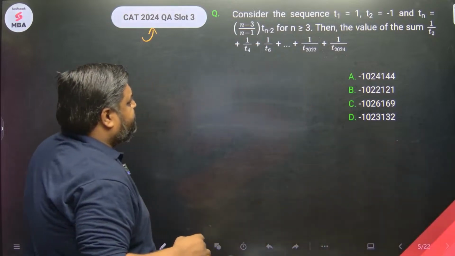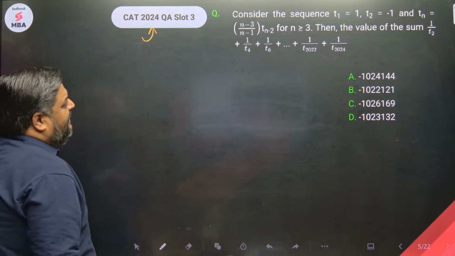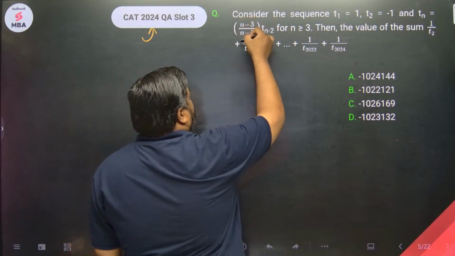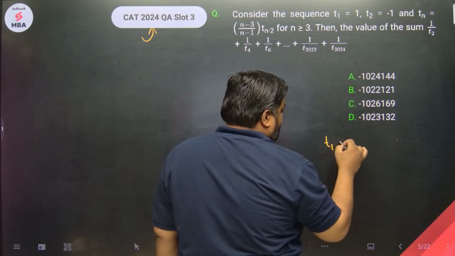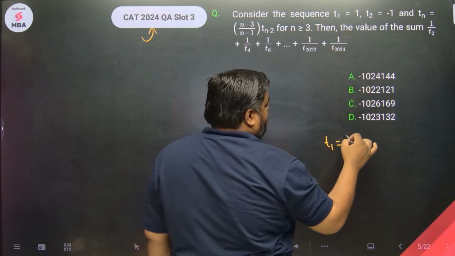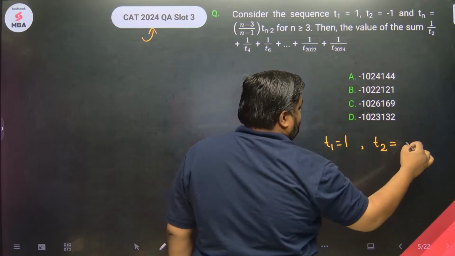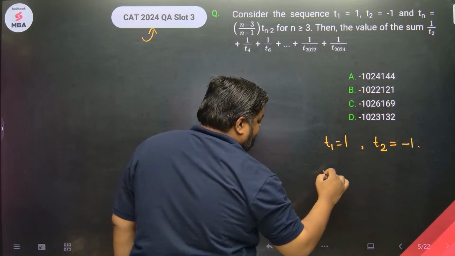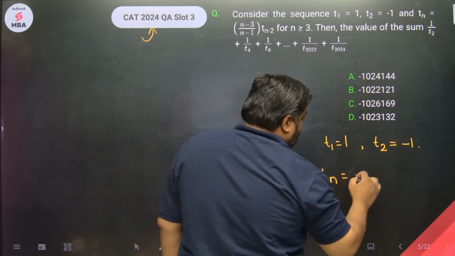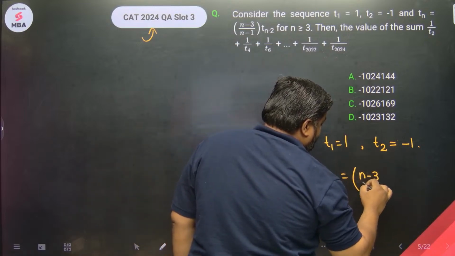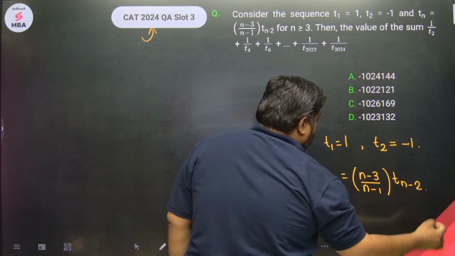Chalo, देखो. I have T1, I have T2, I have Tn. Tn के लिए they have given a generalized expression. I have the value of T1, T1 is 1. I have the value of T2, the value of T2 is -1. And I have the generalized equation for Tn, for nth term. What is nth term here? Tn equals (n minus 3) upon (n minus 1) times T(n minus 2).